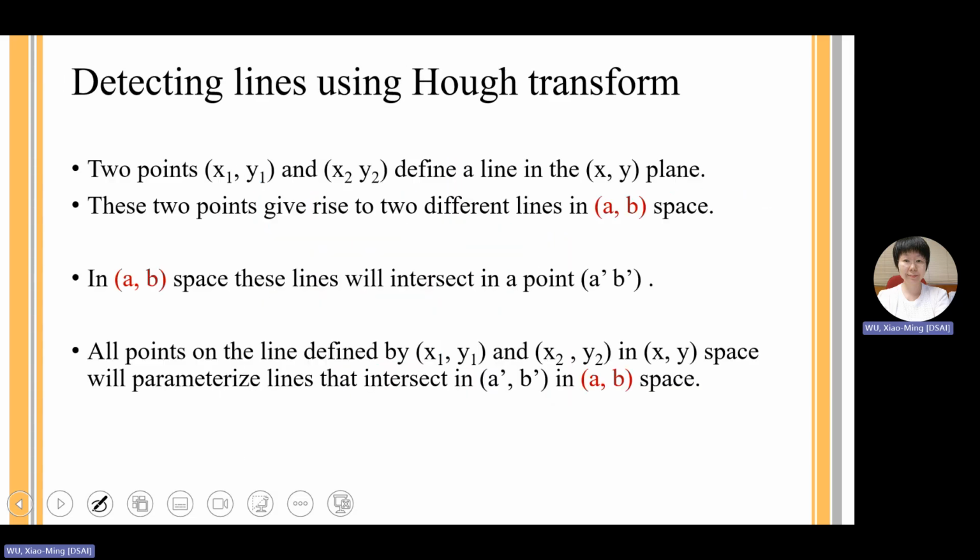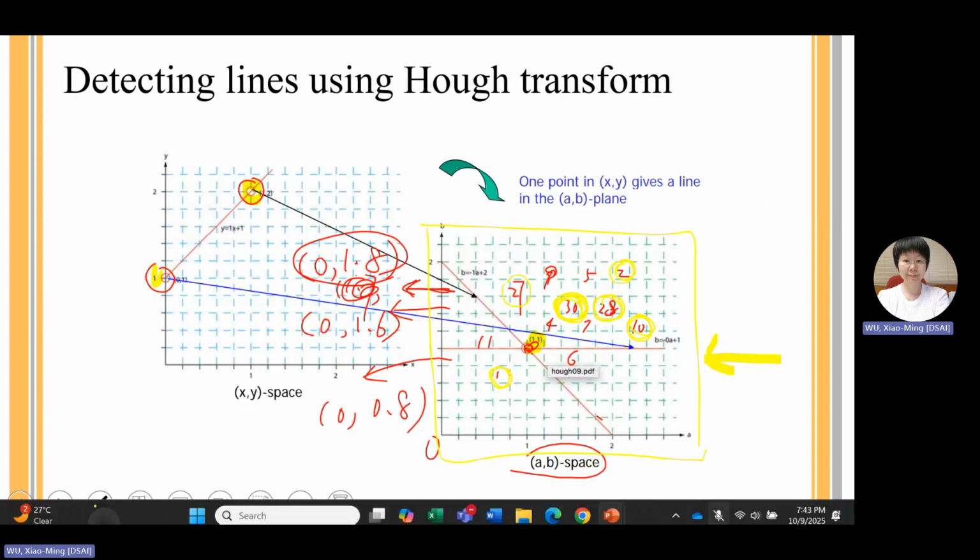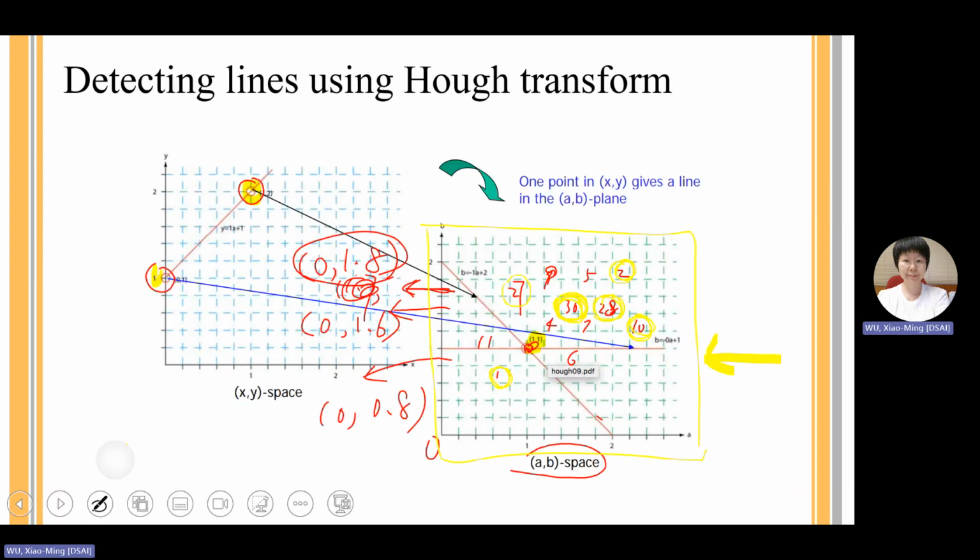Now we have the cell counts. We would like to identify the cells that receive the most counts. Let's say we want to identify the top three cells. The top three cells are 27, 30, and 28. So these three cells receive the most counts, which means many straight lines intersect at these cells.